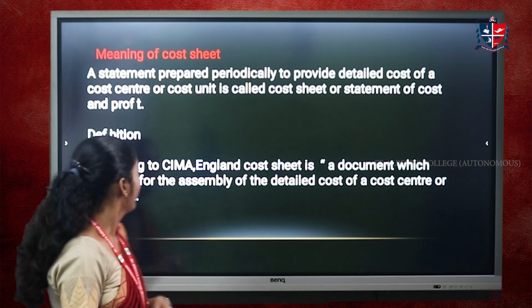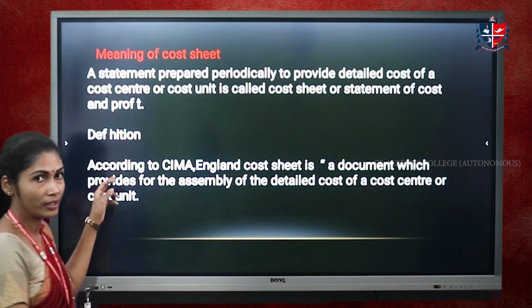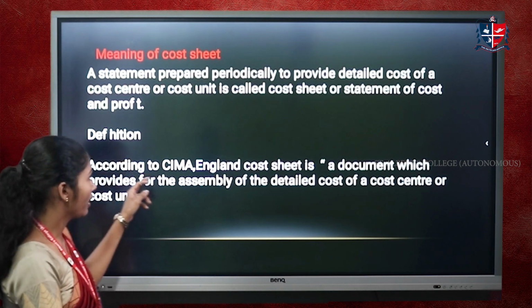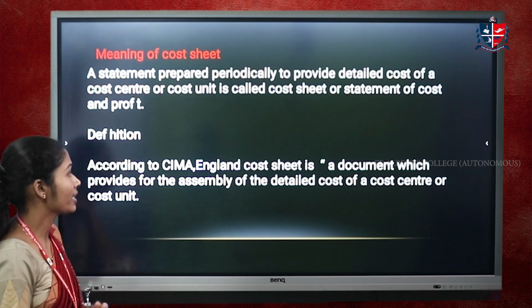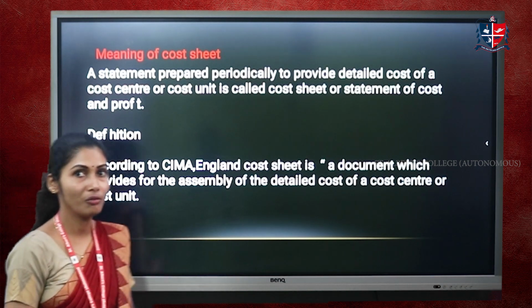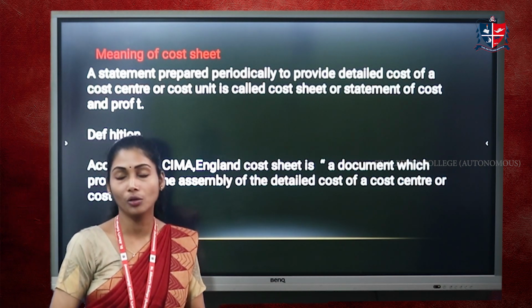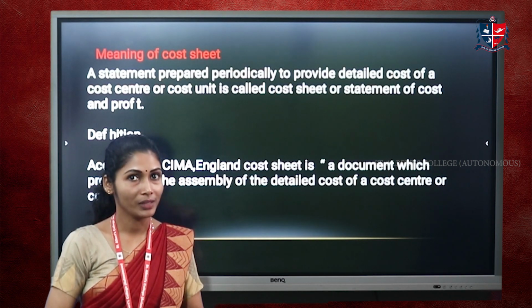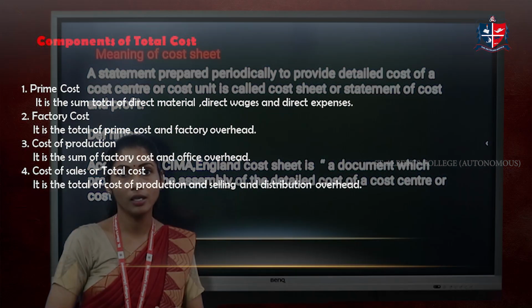Here the definition is written. According to CIMA England, a cost sheet is a document which provides for the assembly of the detailed cost of a cost center or cost unit. So we will get the actual or detailed cost information regarding the cost unit and cost center. That is the main relevance or importance of preparing the cost sheet.